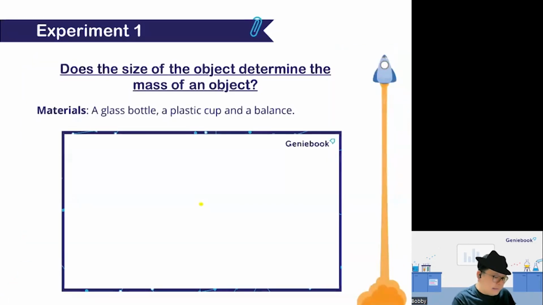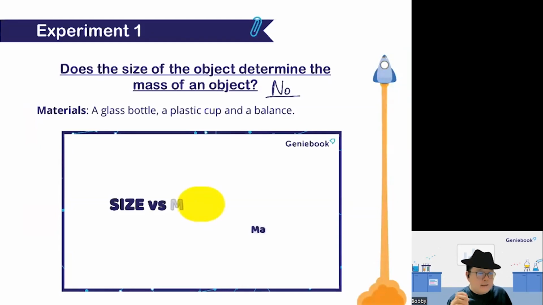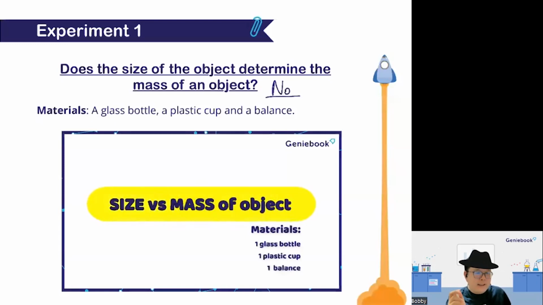Some of you might have already seen this if you came from the earlier lessons. Does the shape or the size of the object determine the mass? For those who haven't seen this, what do you think? Is it a yes or no? Does the size of the object determine the mass? Let's take a look at this little experiment that is recorded.